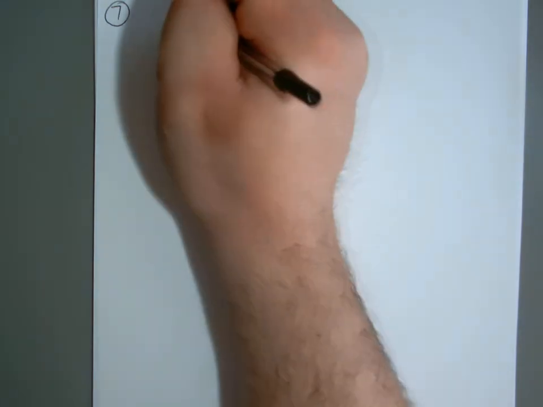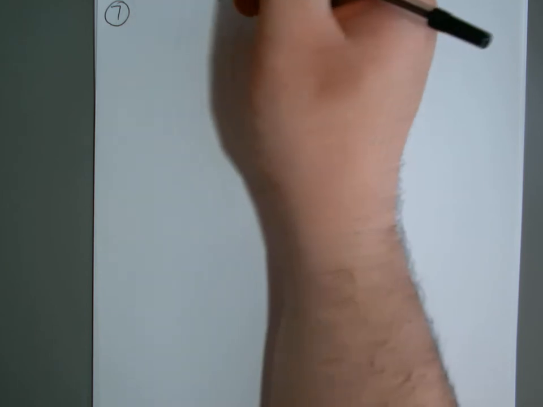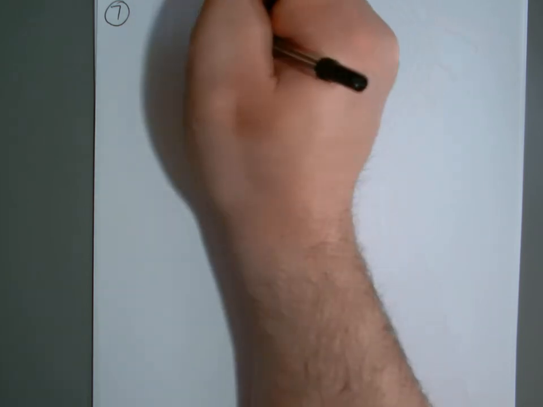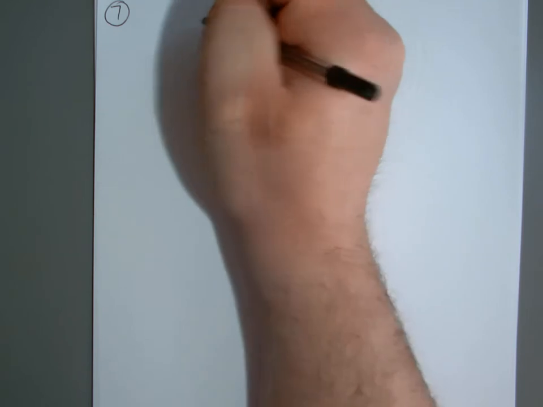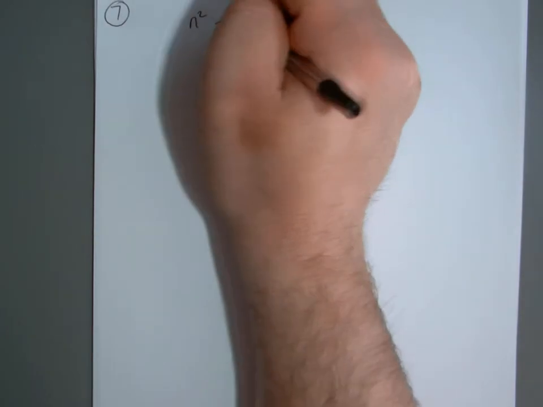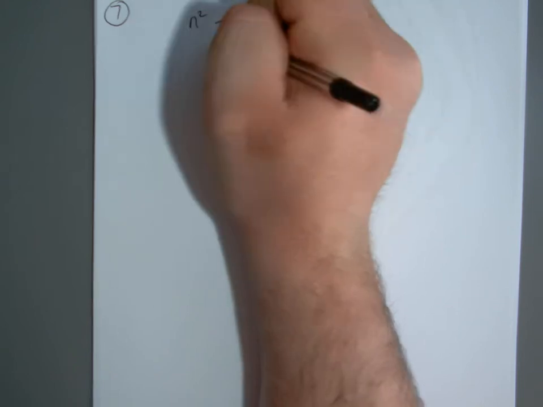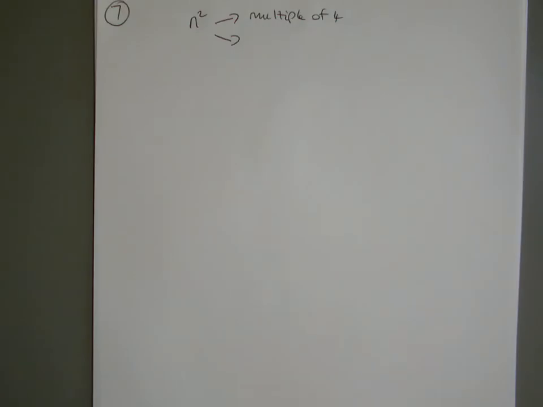But with number 7, we've got to be slightly more comprehensive in our approach. Because what they're essentially saying here is, prove that all square numbers are either a multiple of 4 or one more than a multiple of 4. So we've got two things that arise from square numbers. If we consider square numbers as n squared, they're either a multiple of 4 or, what does it say? One more than a multiple of 4.